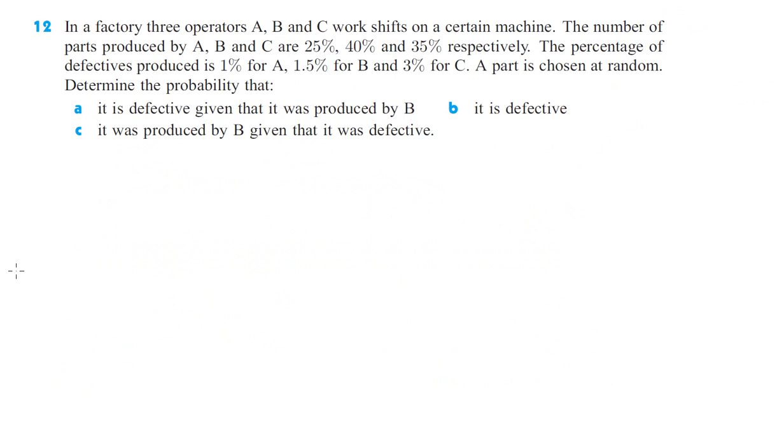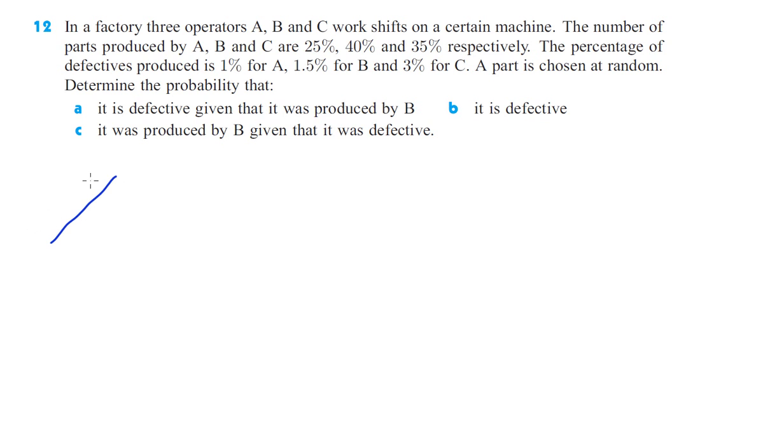In a factory, 3 operators A, B, and C work shifts on a certain machine. The number of parts produced by A, B, and C are 25, 40, and 35 respectively. The percentage of defectives produced is 1% for A, 1.5% for B, and 3% for C. A part is chosen at random to determine the probability of various events. So, again, I'm thinking a tree diagram is going to be our way here. So let's do that.